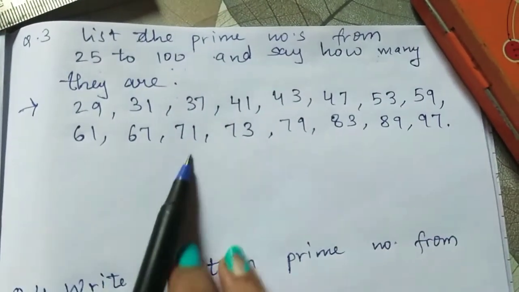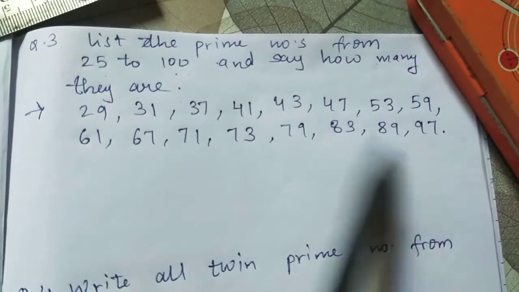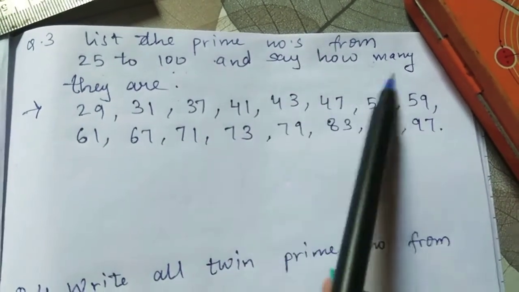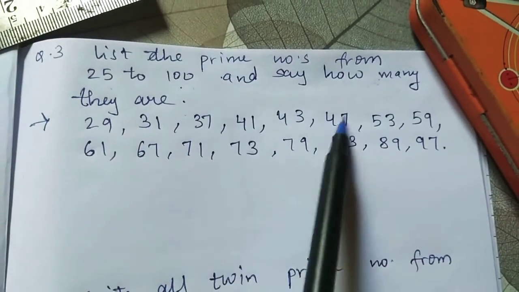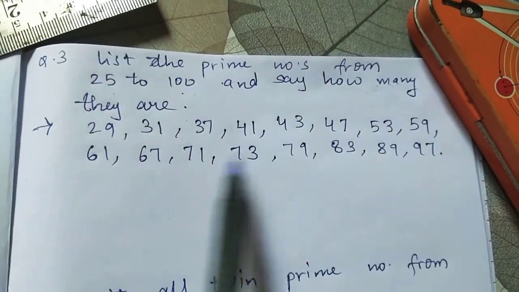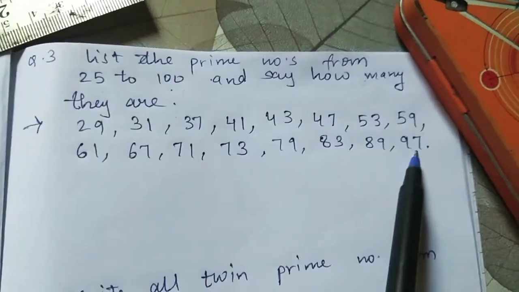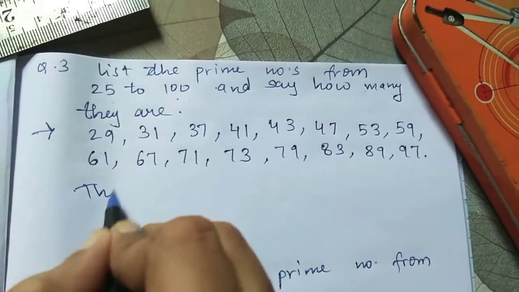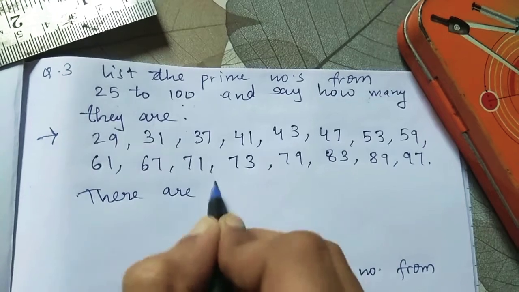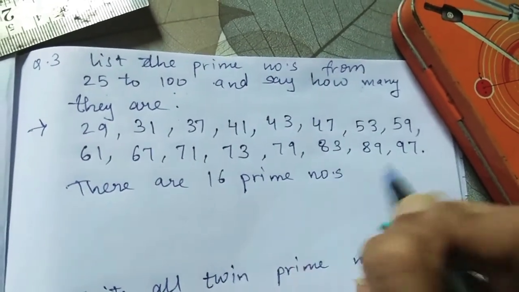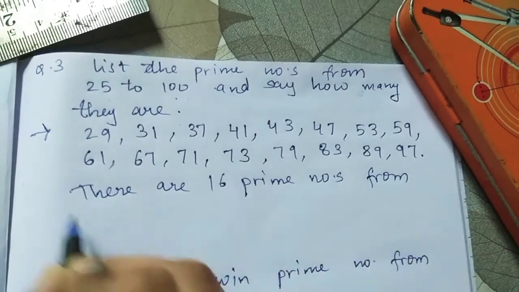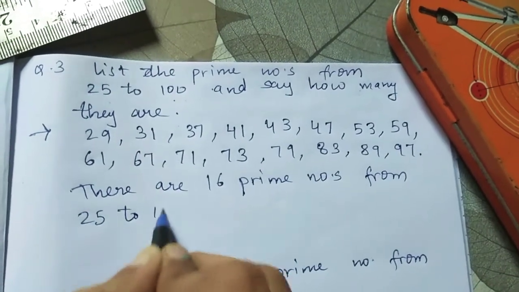So these are prime numbers from 25 to 100. Next question says how many they are. Let us count 1, 2, 3, 4, 5, 6, 7, 8, 9, 10, 11, 12, 13, 14, 15, 16. There are 16 prime numbers from 25 to 100.